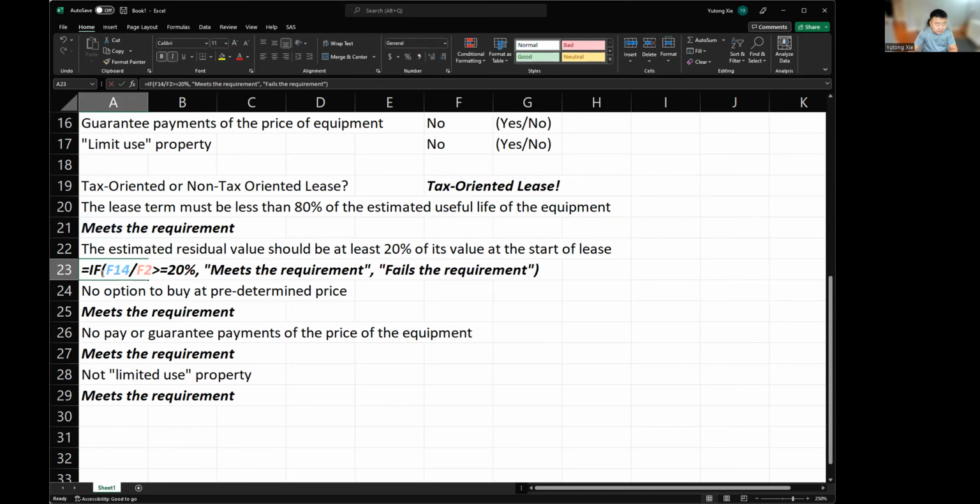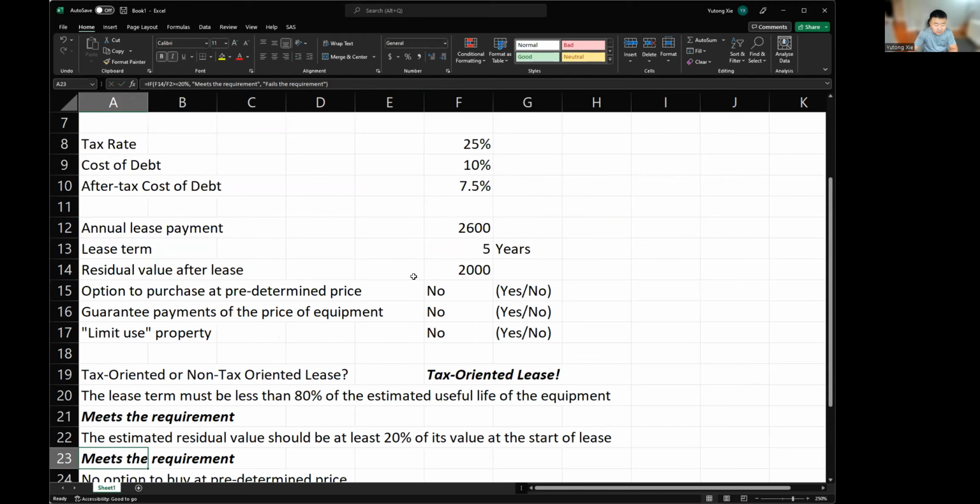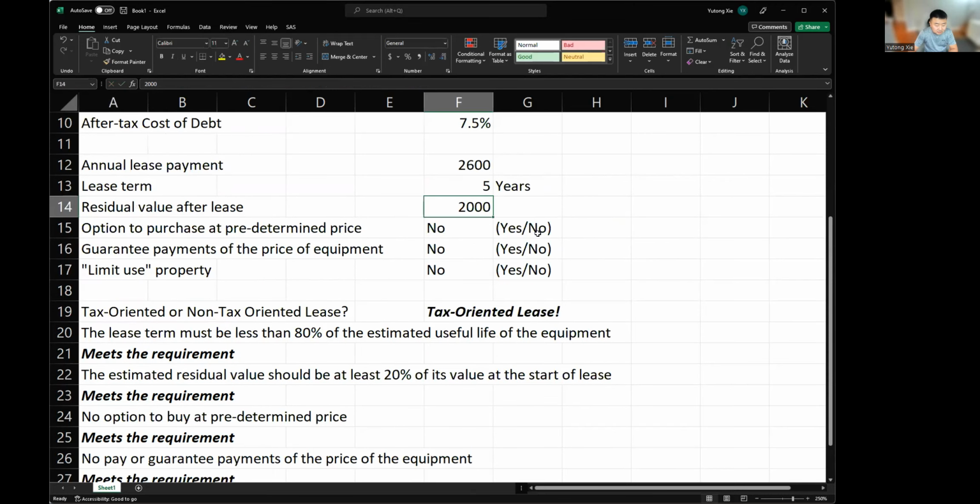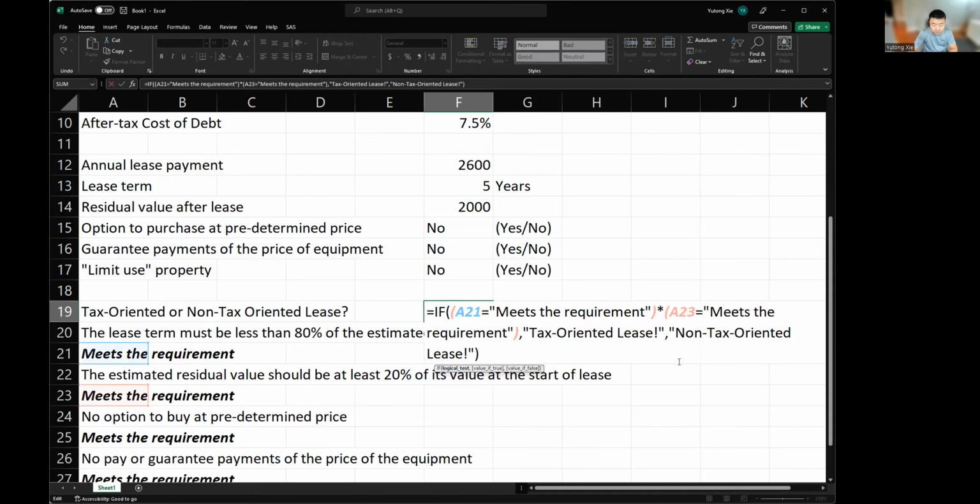So if I change this ratio, this number, estimated residual value must be at least 20%. So if I change it to 1,000, it's going to be less than 20% because it's going to be 1,000 over 10,000. That's 10%. So if I hit enter, it should be a non-tax oriented lease because this one fails the requirement. Okay. So following the same idea, what we want to do is keep going and add the other criteria.